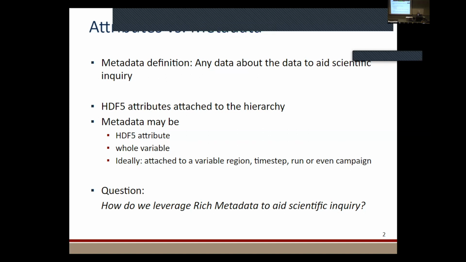So we have two different concepts that we really want to think about. The first one is attributes, and attributes exist in HDF5 and a lot of other file formats. But I really want to talk more about metadata, and I see metadata as a superset of attributes.